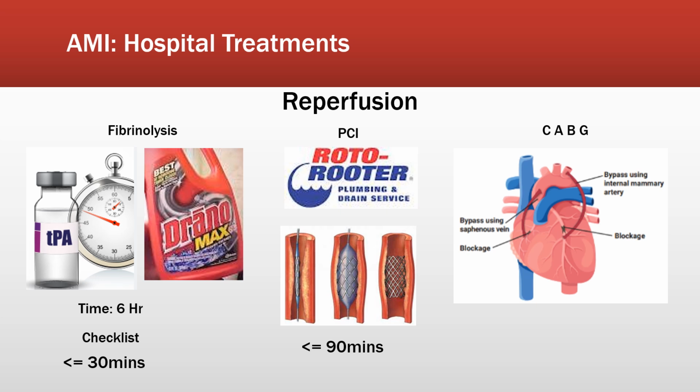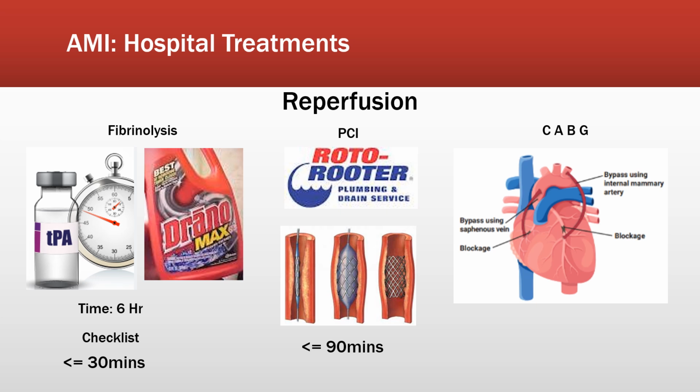Hospital treatments they can do are fibrinolysis. It reperfuses all ischemic tissue and much of the injured MI. The door to drug goal is 30 minutes or less. The window lasts up to 6 hours after the onset of symptoms. Some complications with that are bleeding and allergic reactions. And we'll do that fibrinolytic checklist prior to giving it. So door to drug, 30 minutes, and as long as 6 hours afterwards.